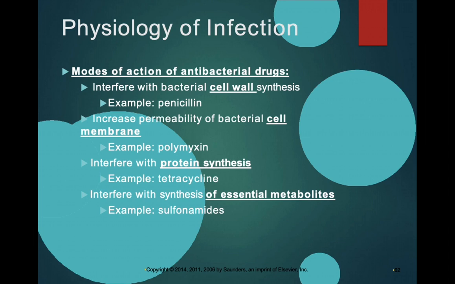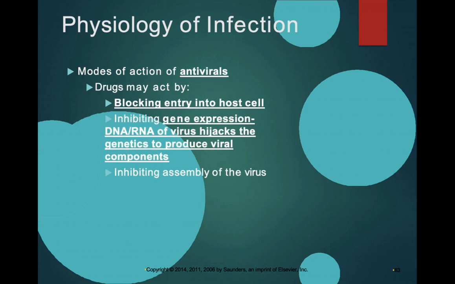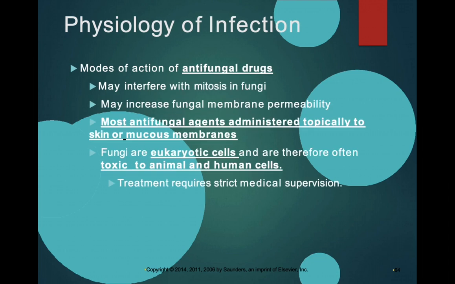It can interfere with the bacterial cell wall synthesis. It can increase permeability of the bacterial cell membrane. It can interfere with the protein synthesis, and it can interfere with the synthesis of the essential metabolites. The modes of action of the antiviral drugs may act by blocking the entry into the host cell, inhibiting gene expression, right? DNA and RNA of the virus hijacks the genetics to produce viral components. So it's basically inhibiting the assembly of the virus.